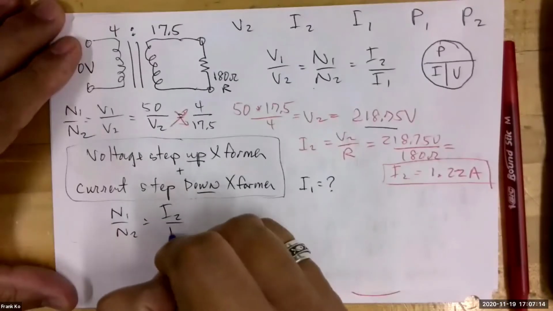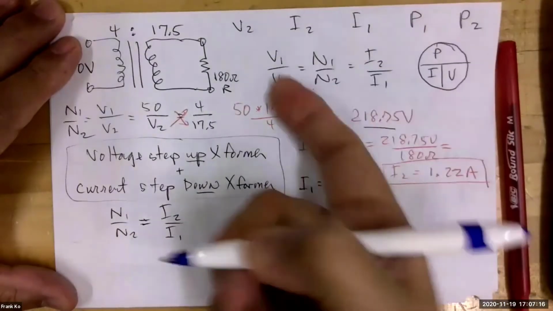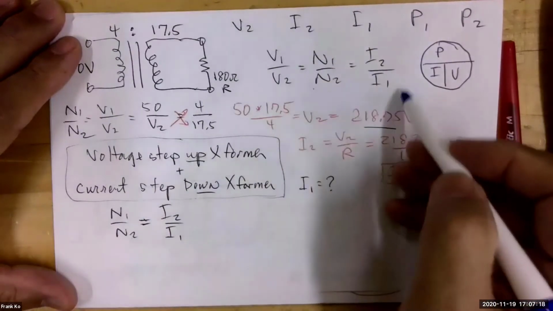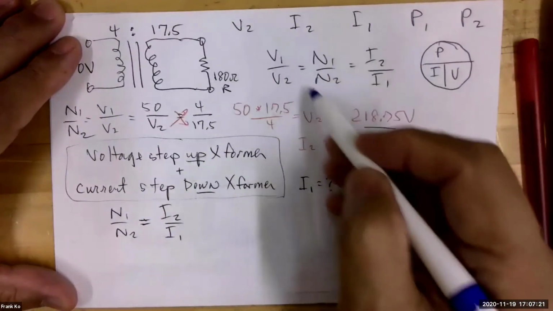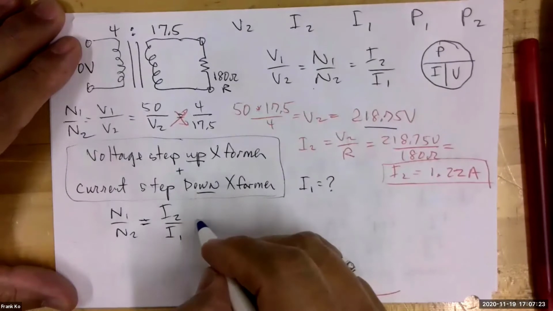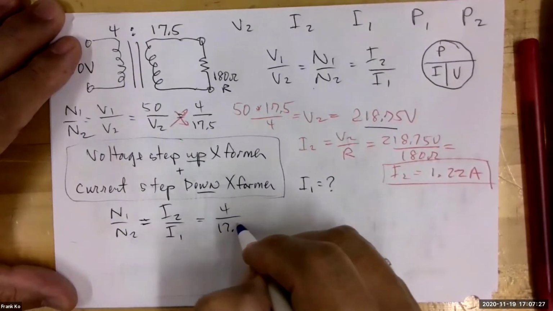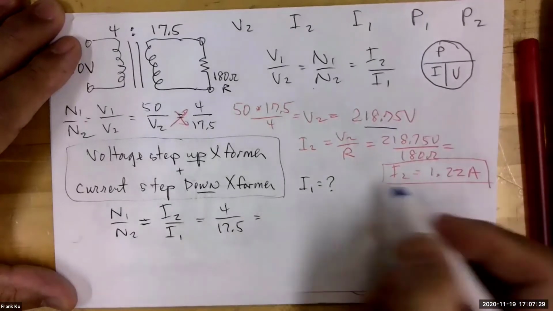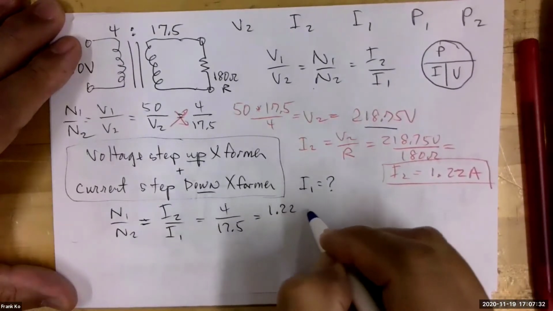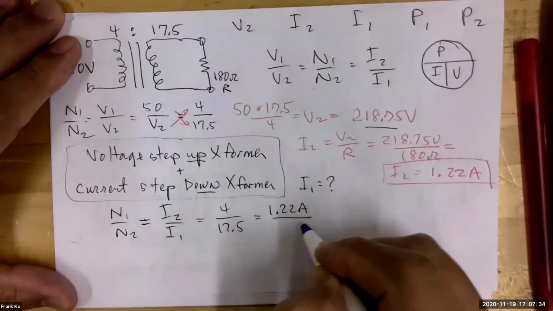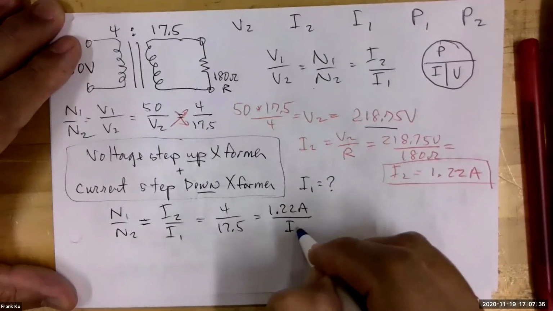You would use the formula N1 over N2 equals I2 over I1. Excellent. We would use specifically the second two-thirds of the formula and go ahead and fill in the numbers. So I have a 4 over 17.5, and we just newly calculated 1.22 amps over some unknown I1.